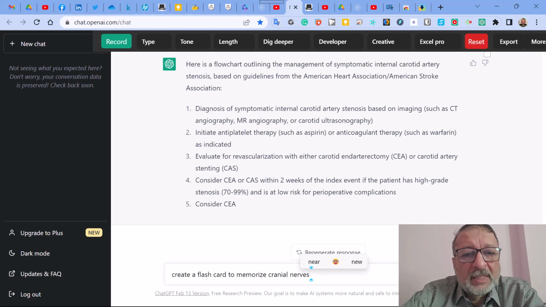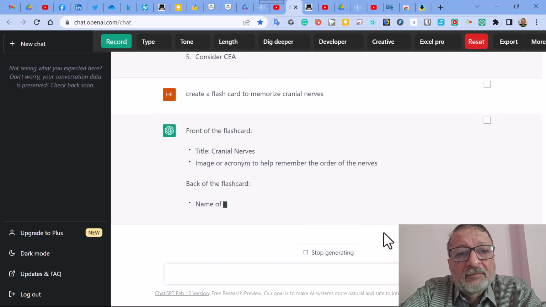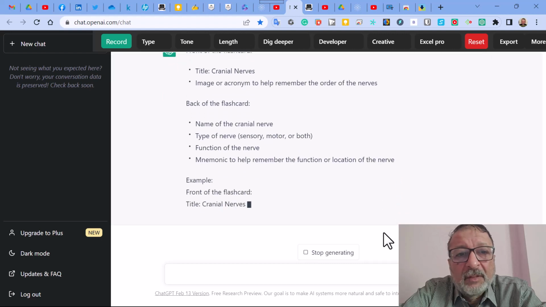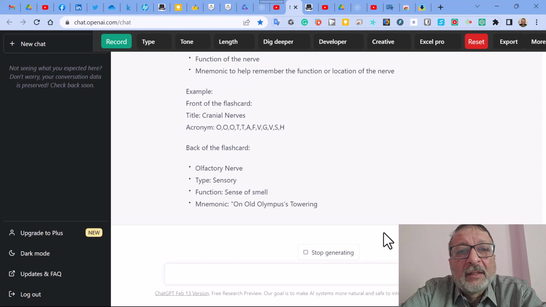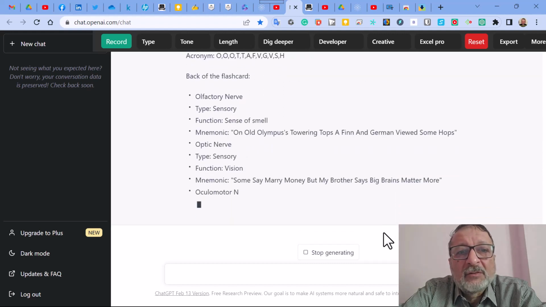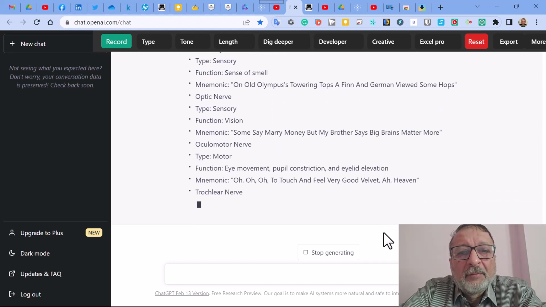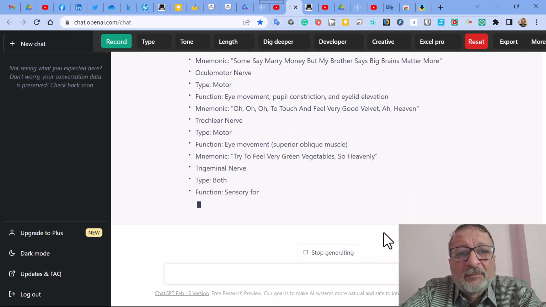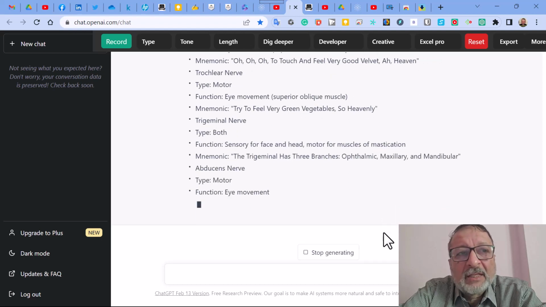That's true. Here is the front of the vital cranial nerve image. Then you put the name, the function of the nerve, mnemonics as well. And he put very nice mnemonics for the olfactory, sensory, optic nerve. And then you go to the rest of the cranial nerves, again to memorize them, function of each nerve also. All this is done within seconds. So it's a very good study companion to a vascular surgeon.